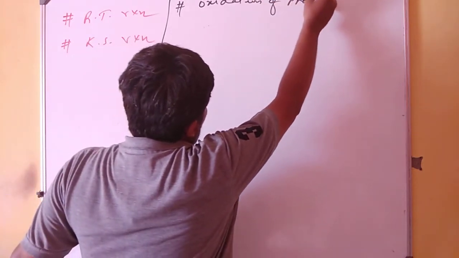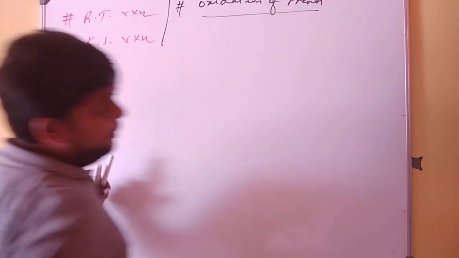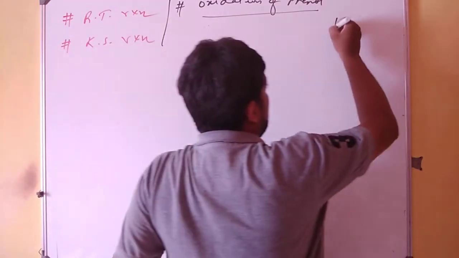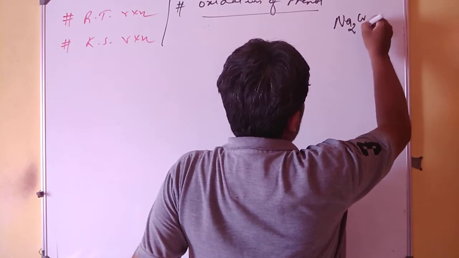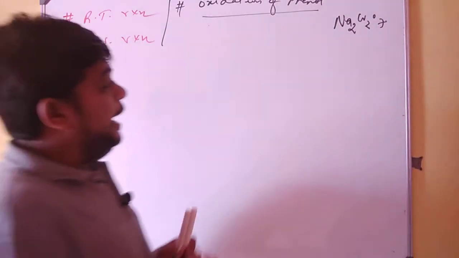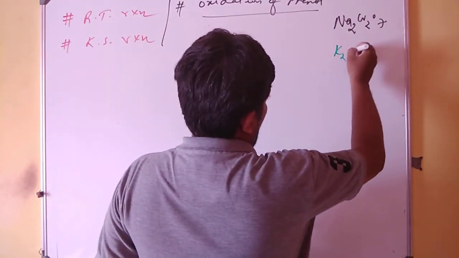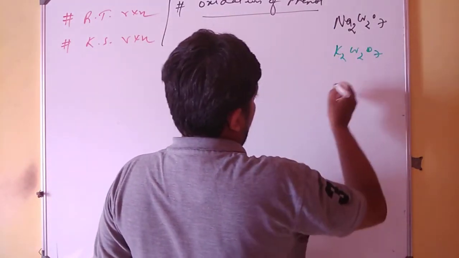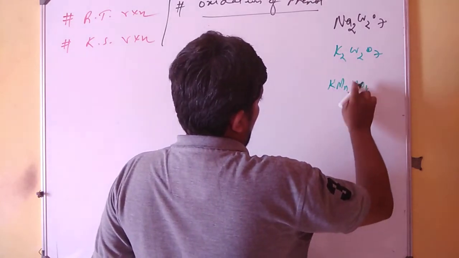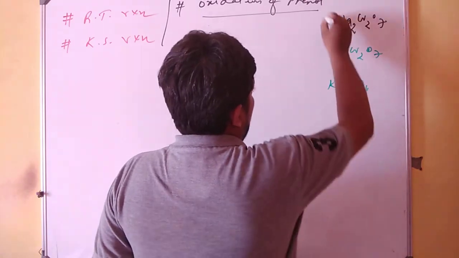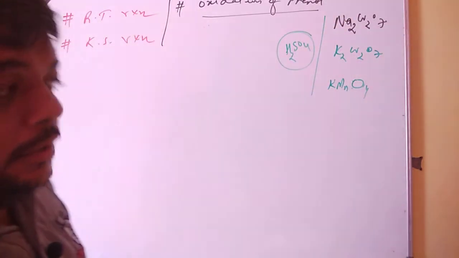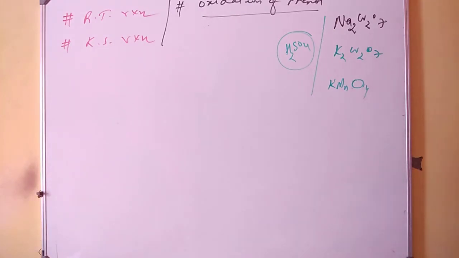Whenever we say oxidation of phenol, the reagent is very much important. Generally, while undertaking harsh oxidation reactions or very strong oxidation reactions, Na2Cr2O7, K2Cr2O7, KMnO4 along with sulfuric acid are some of the very popular utilized oxidizing agents.